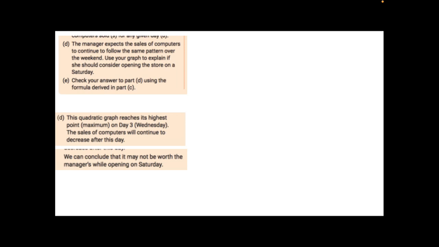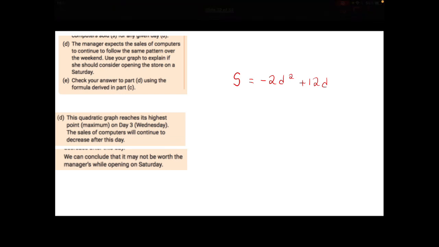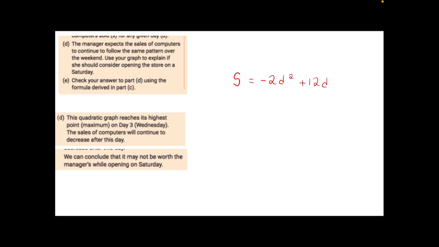Okay, and part E says check your answer to part D using the formula. So we have our formula. The number of computers sold equals minus 2 times D squared plus 12 times D. So we want to use this formula to see if what we said in part D is correct. So we're saying that we shouldn't open the store because we're selling very few computers. So let's just double check that.